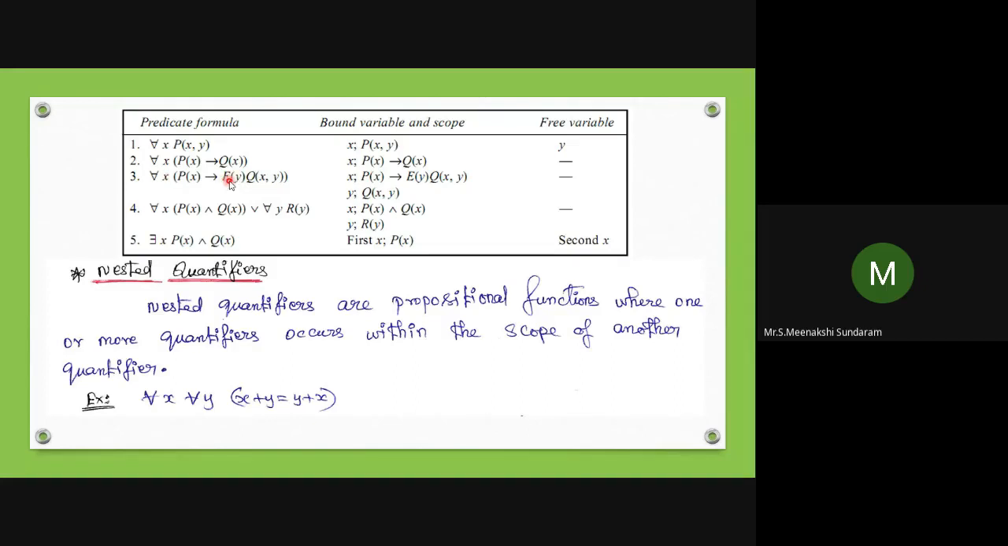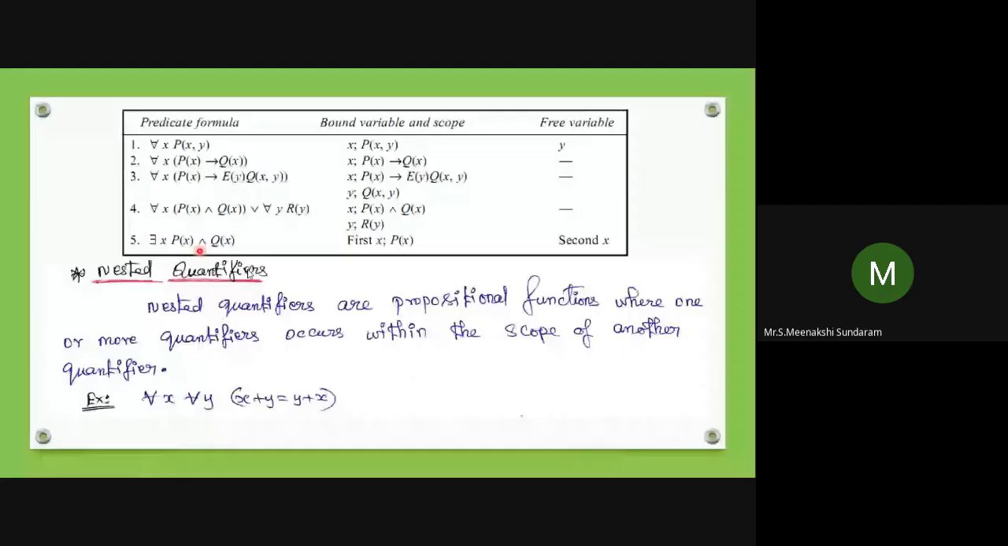So no free variables. Next one, for all x, p of x, q of x, disjunction for all y, r of y. Here both x and y are bounded variables. No free variables. Here there is p of x without brackets, that is a mention. Q of x is not bounded. So the second x is not bounded, the first x is bounded.